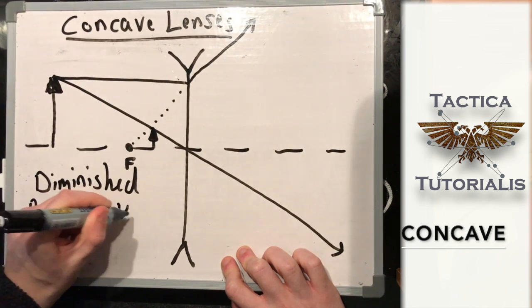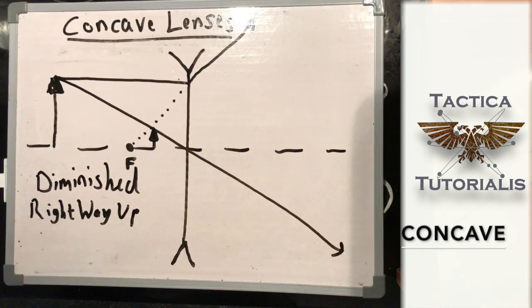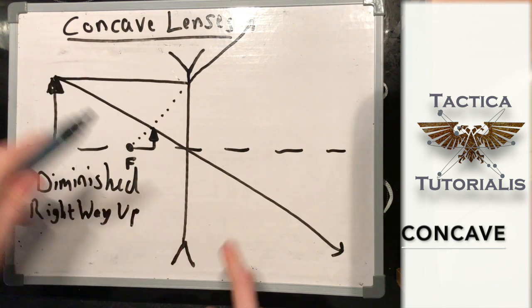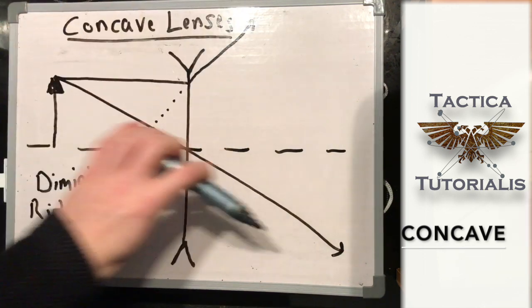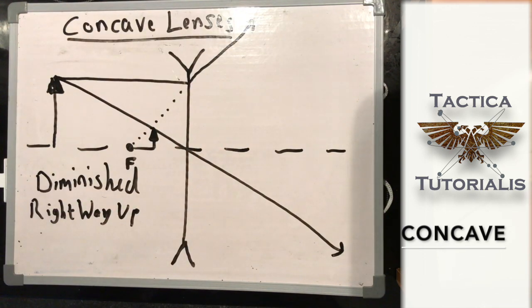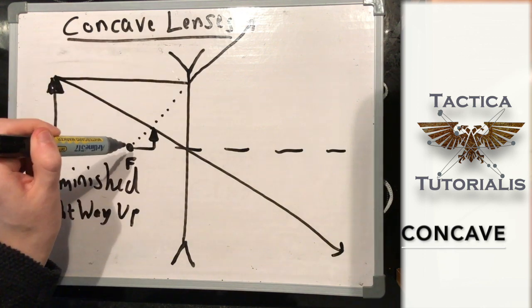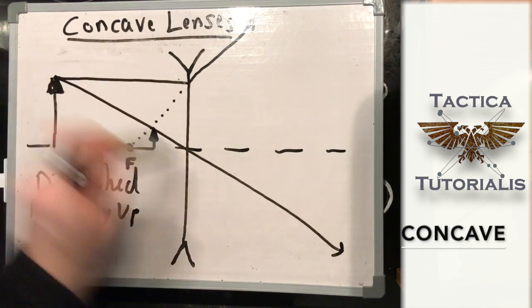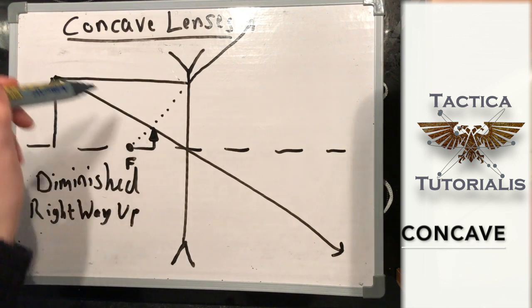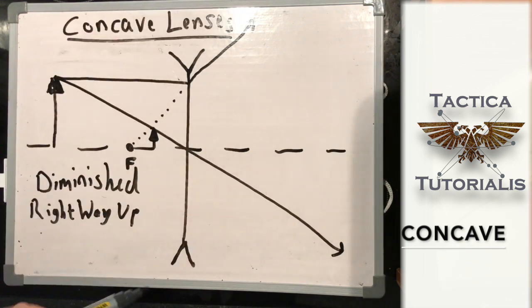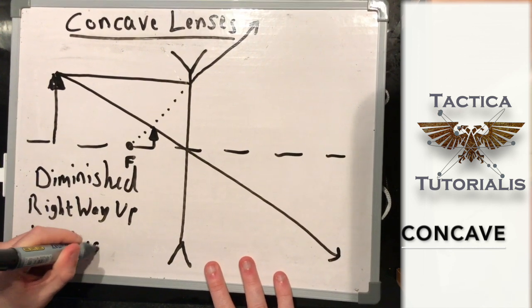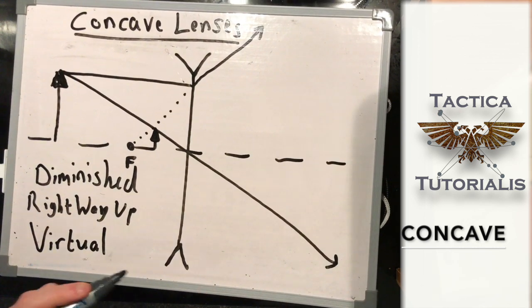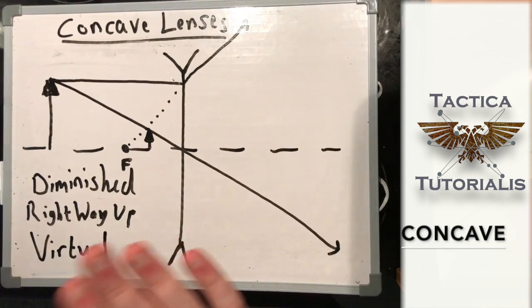Now, is it real or virtual is a slightly trickier question. The question you need to ask yourself is, do the thick lines meet? Do the actual light rays meet? No, they don't. The dotted line, the imaginary dotted line, and one line do meet, but the actual two lines do not. So we say that the image is virtual. So that is how you do it.